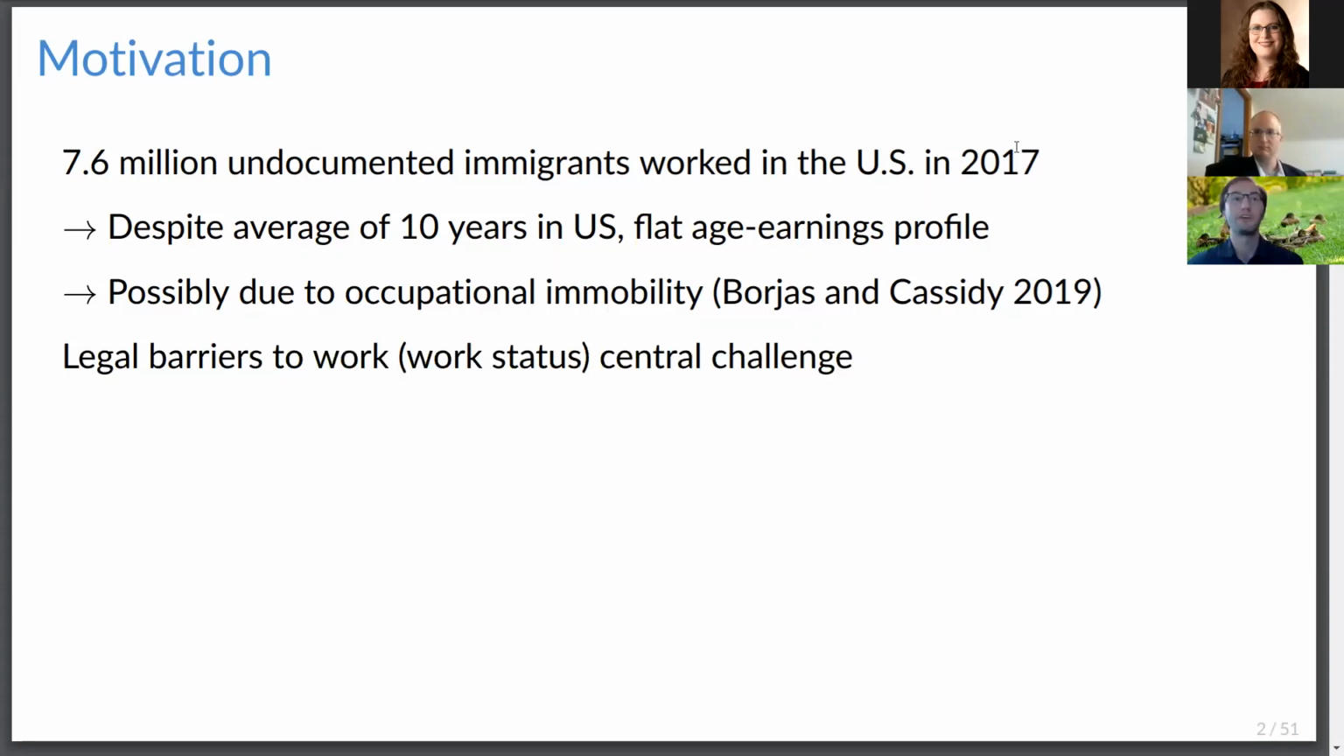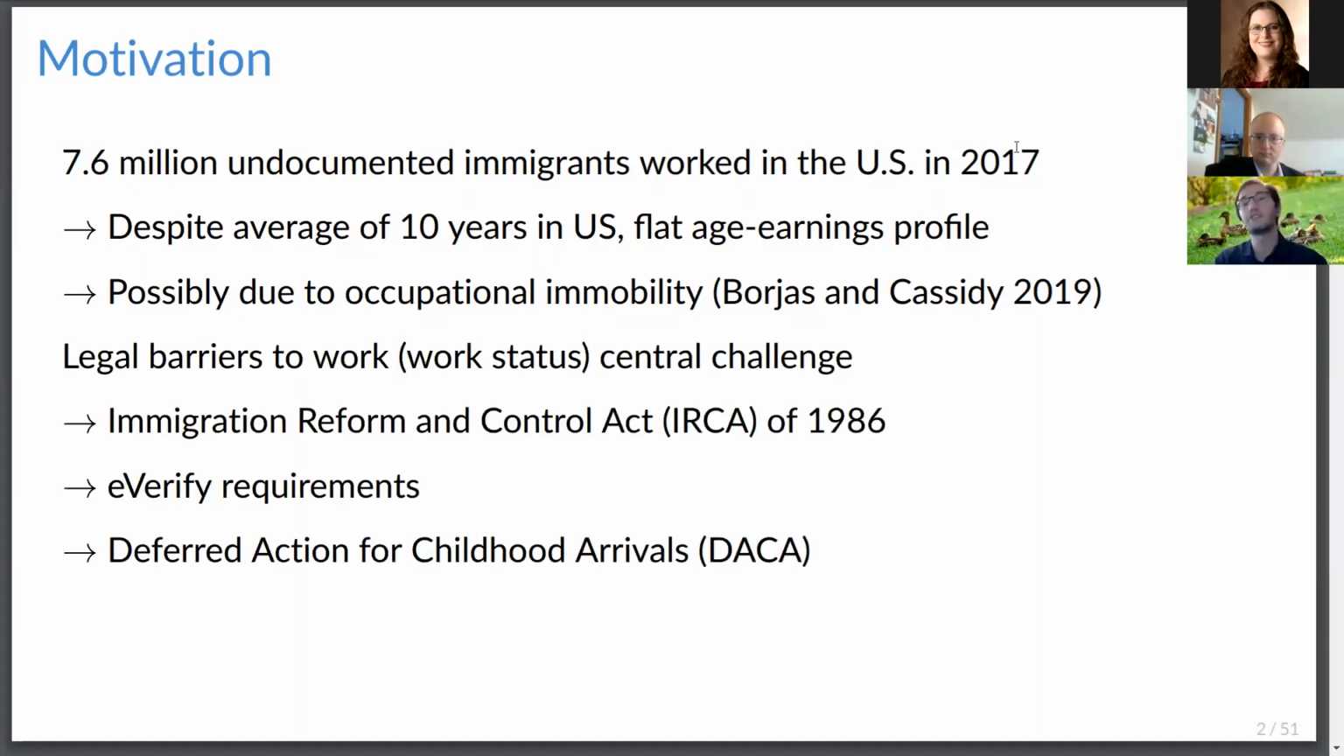So one of the central barriers for undocumented immigrants in the labor force, right, are legal barriers to work, or their work status. In particular, there's been a lot of research looking at different policies that affect the work status of people not legally present in the United States. For example, some papers have looked at the large amnesty that occurred in the mid-1980s for undocumented immigrants arriving before 1983. Other papers have looked at states that require employers to carefully check employee social security numbers. And of course, there's been a lot of research on the 2012 Deferred Action for Childhood Arrivals policy, which granted work authorization for a number of undocumented immigrants that arrived to the United States as a child.